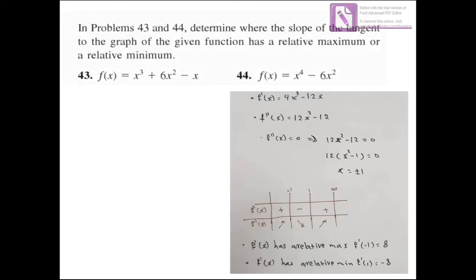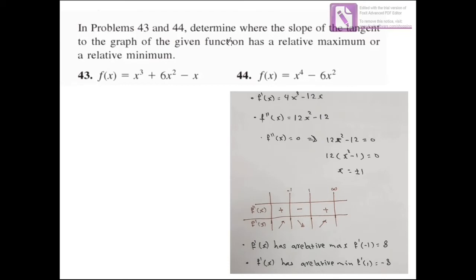Then we have problems in our book, 2.43 and 44. Determine where the slope of the tangent to the graph of the given function has a relative maximum or a relative minimum. So here we have two functions. We need to know the slope of the tangent at which point it has a relative maximum or relative minimum. Here we ask about the slope of the tangent, not about the function. So we need to use the second derivative, not the first.